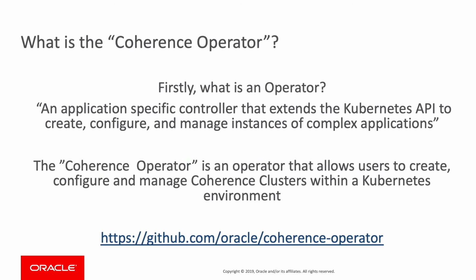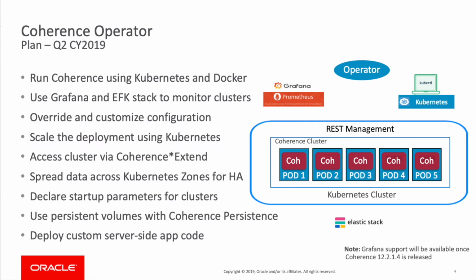What is an operator? An application-specific controller that extends the Kubernetes API to create, configure and manage instances of complex applications. The Coherence Operator is an operator that allows users to create, configure, and manage Coherence clusters within a Kubernetes environment. What does the Coherence Operator provide? The ability to easily deploy, run, and manage Coherence within a Kubernetes environment.